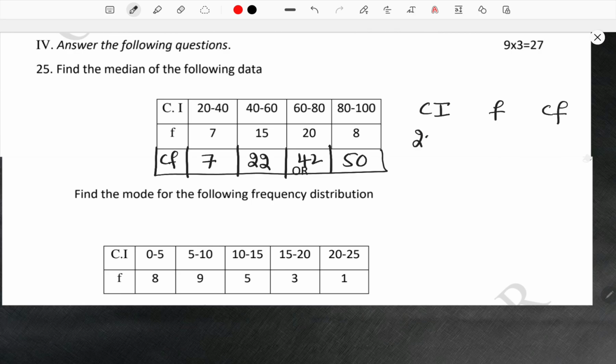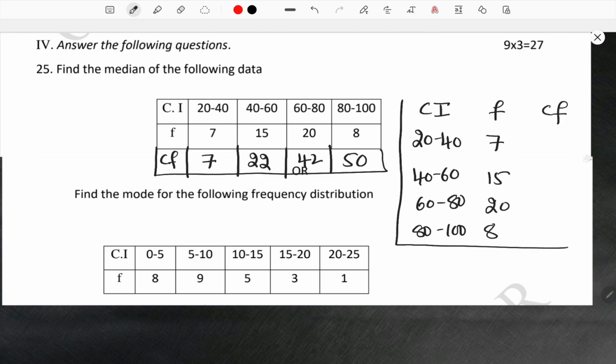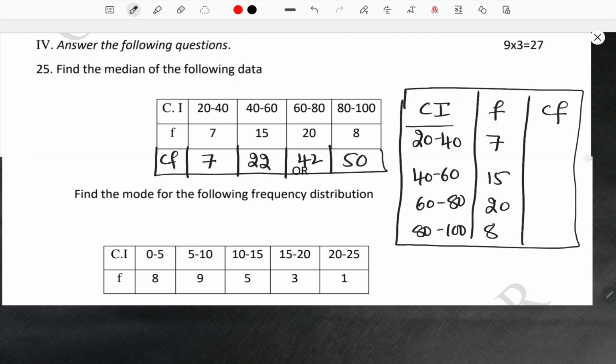What is the class interval? 20 to 40, then 40 to 60, then 60 to 80, 80 to 100. Then frequency, same things. These frequencies only you are going to write here. What are they? 7, 15, 20, 8. You have practiced like this, no? So that's why I am writing this table once again. Anyway, in the examination you will be writing it one more time.